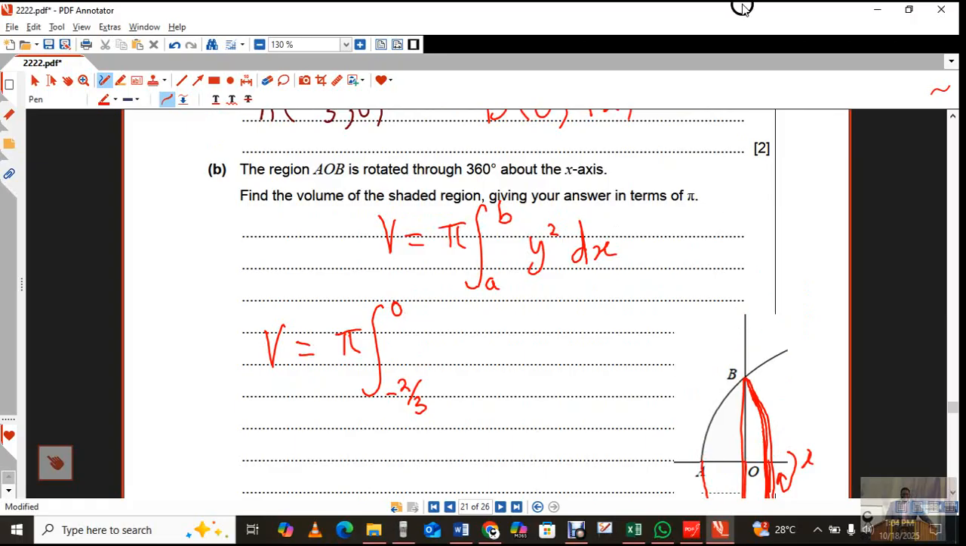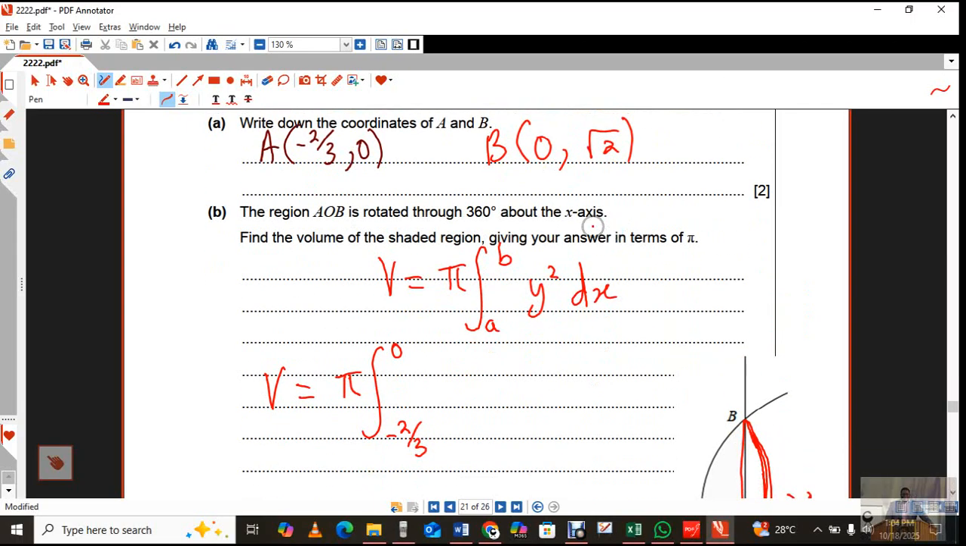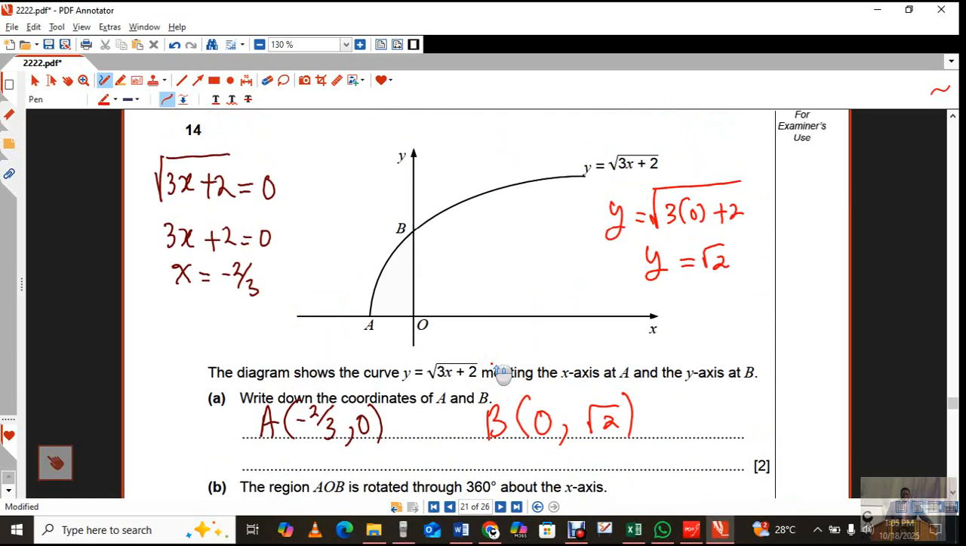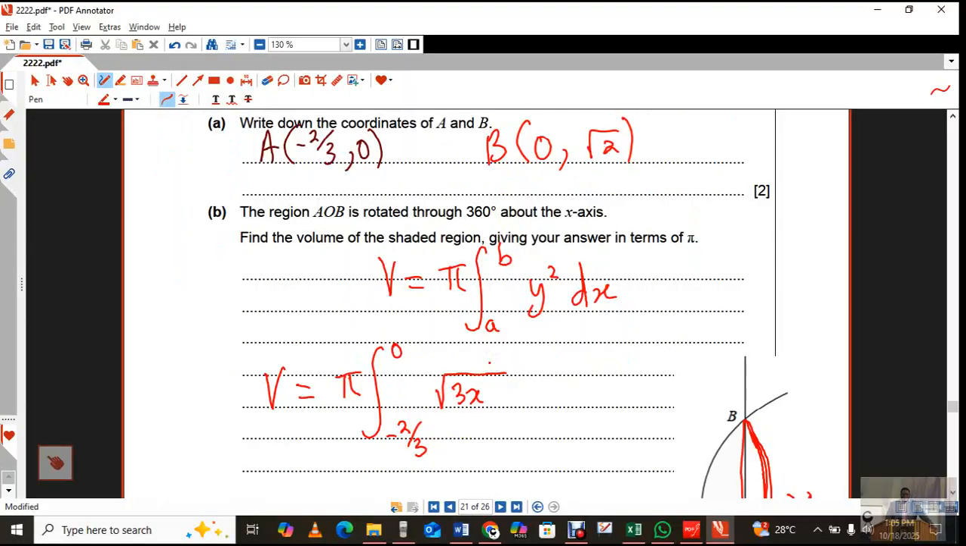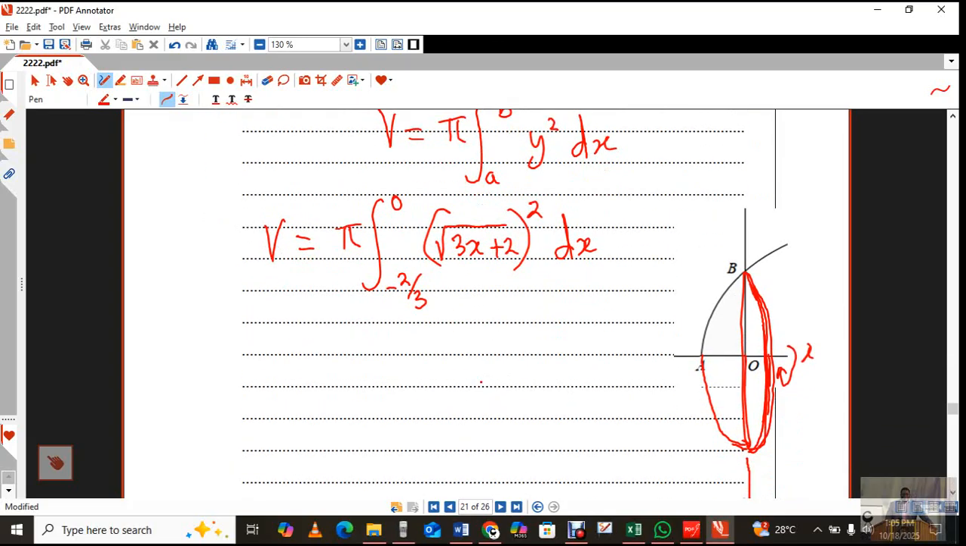Our function is the square root, but I'm going to write it anyway, but just remember you don't have to write it. You have the square root of 3x plus 2, squaring that with respect to x. So the square root and the square cancel each other out. That's why most probably you will not see it there.